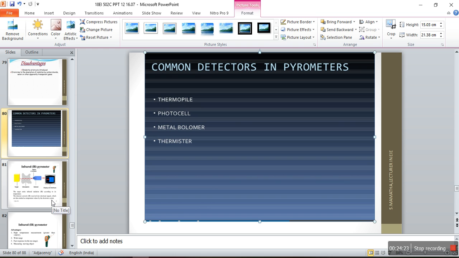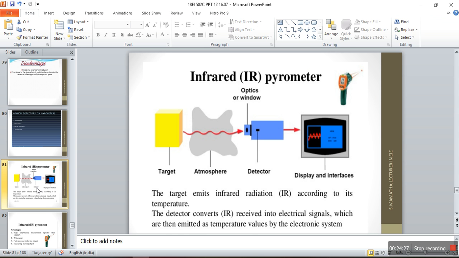This is about the radiation pyrometers. Next, infrared pyrometers. What are infrared pyrometers? Whatever the radiation emitted by the hot body, that may be in the infrared region, by measuring that infrared radiation intensity, we can evaluate the temperature of the body. Here it is the target, and here it is the atmosphere, and here we will be having a detector. That detector output will be displayed and interfaced.